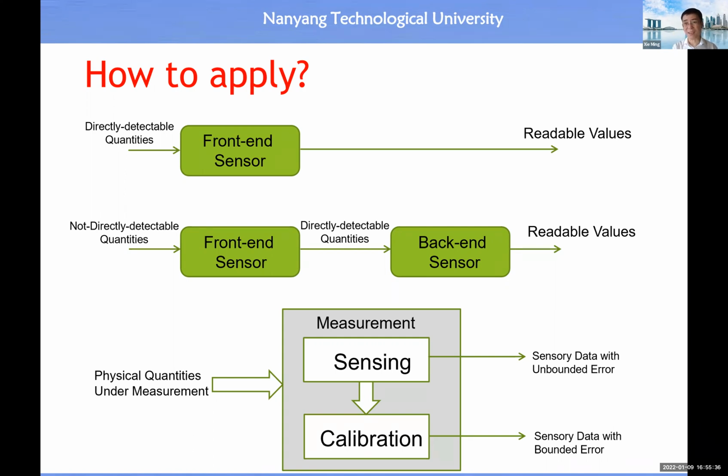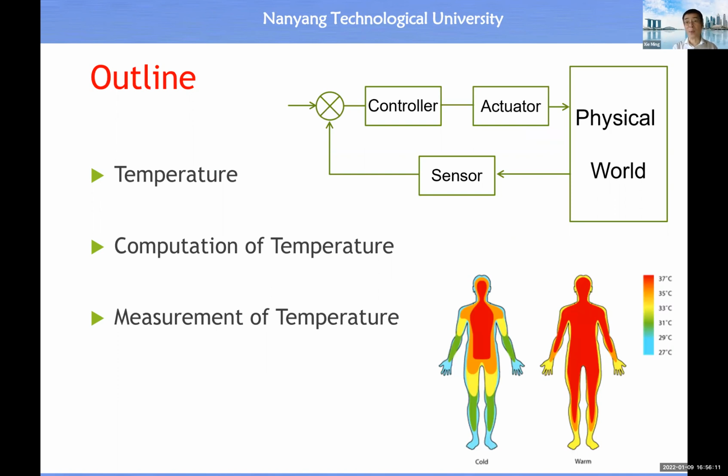But in most cases, you may encounter the second situation in which you have to make use of both front-end sensing element and back-end sensing element in order to transform the value of a physical quantity on the measurement into readable value, right? So you follow this guideline, then you should be able to apply learned knowledge in order to come out the detail of the design of your future sensor or future measurement and sensing system, right? Now we are ready to enter the study of today's lecture.